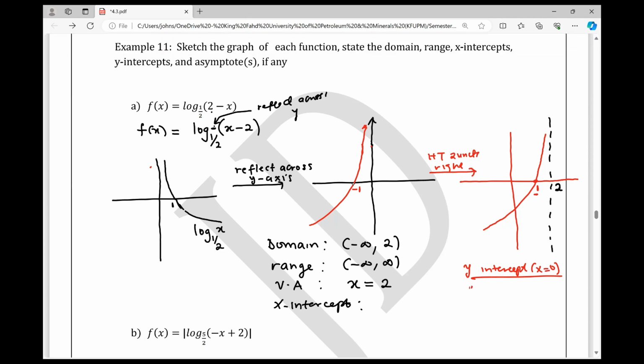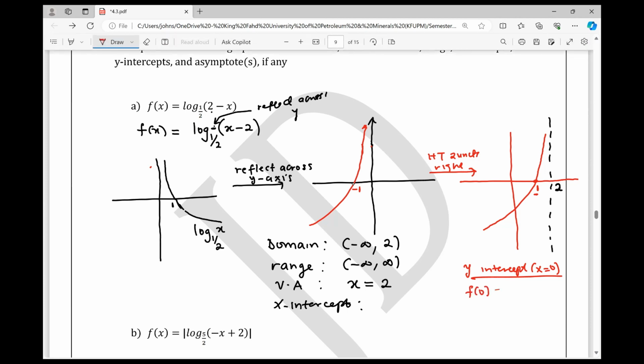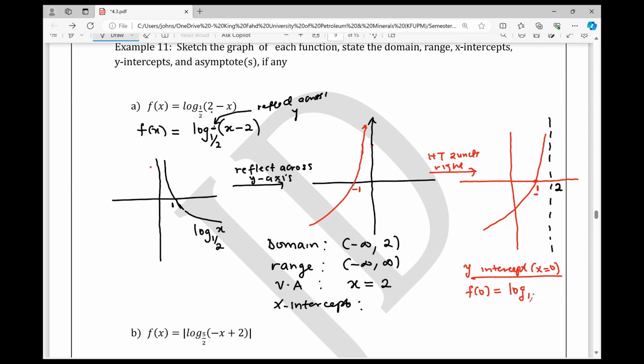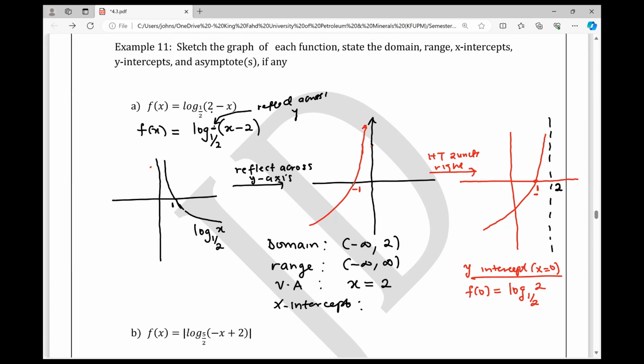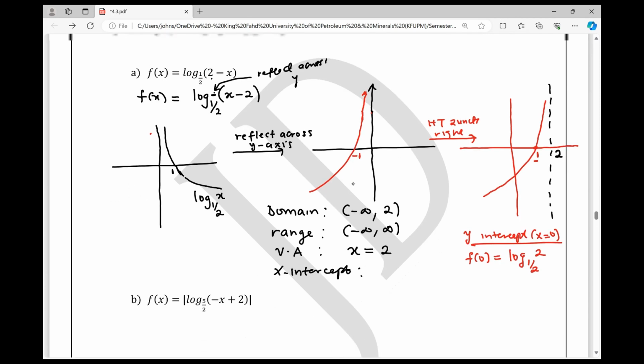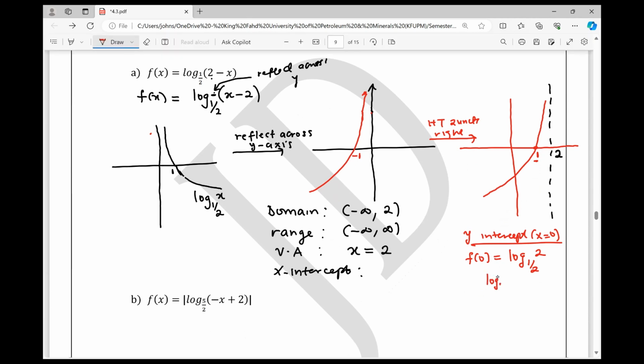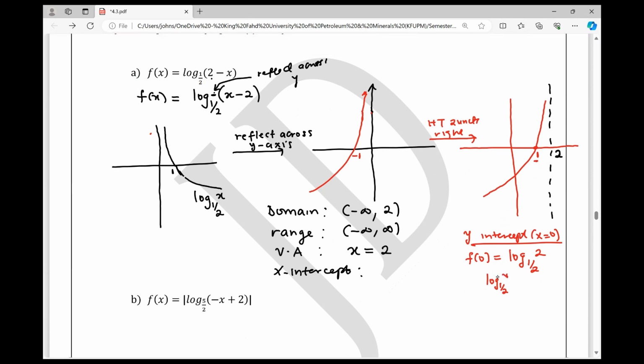So you're going to have f of 0, which is going to be log half of 2. Yes. But what is log half of 2? To know what it is, we can use what we discussed before. You can say, okay, let log half of 2 be equal to x.